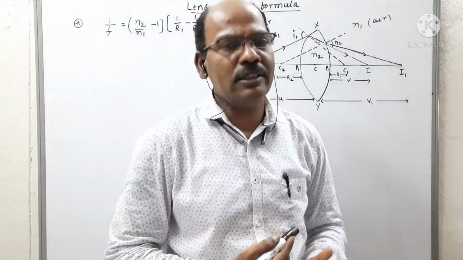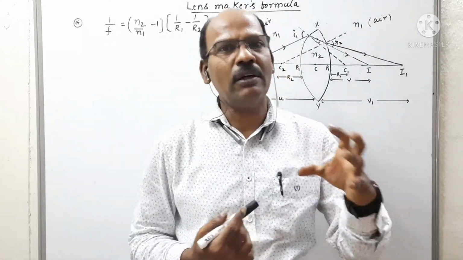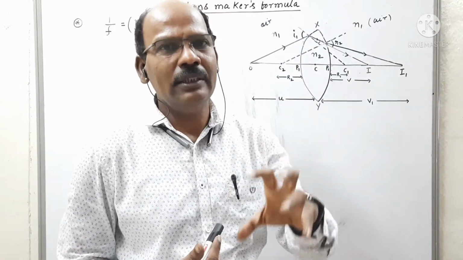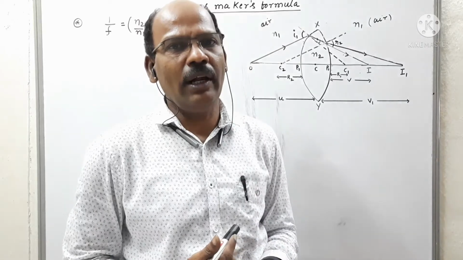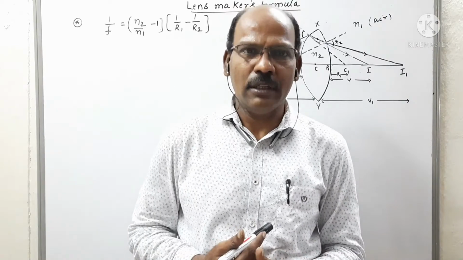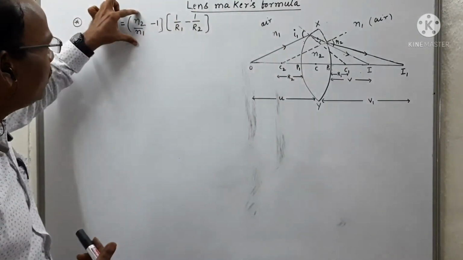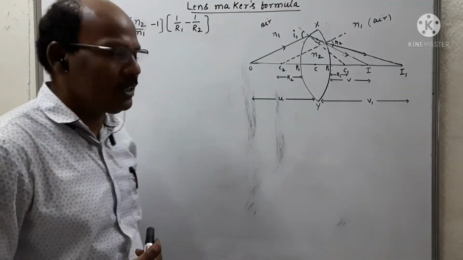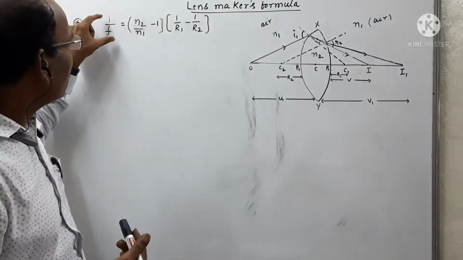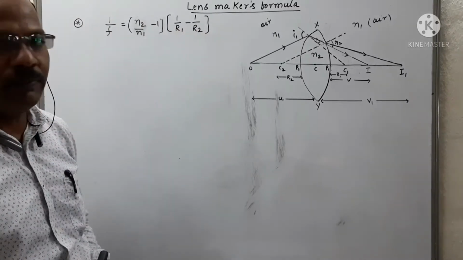So by using the Lensmaker's formula, we can manufacture or design a particular focal length of the given lens. Suppose you want to design a convex lens of focal length 50 centimeters or 25 centimeters, then we can use the Lensmaker's formula such that the refractive indices and radii of curvatures are arranged. We get the desired focal length. So how can we derive the Lensmaker's formula?